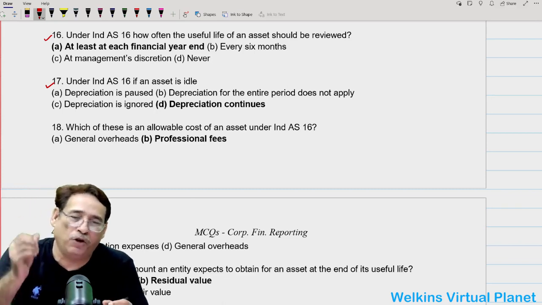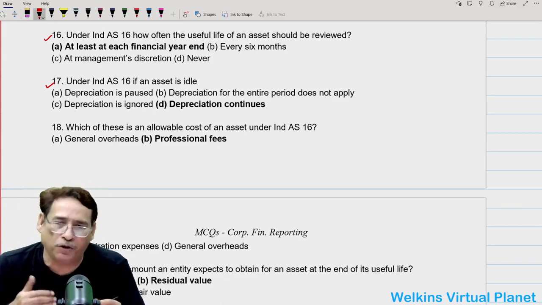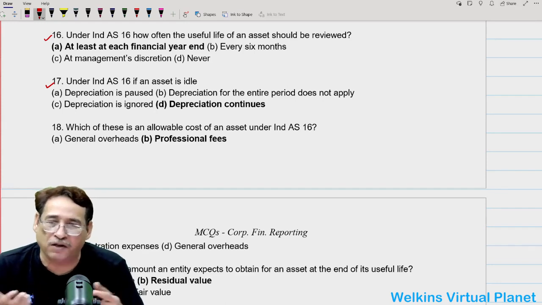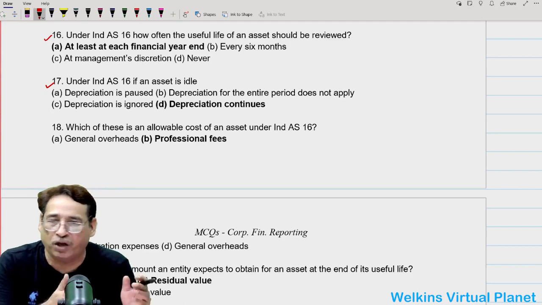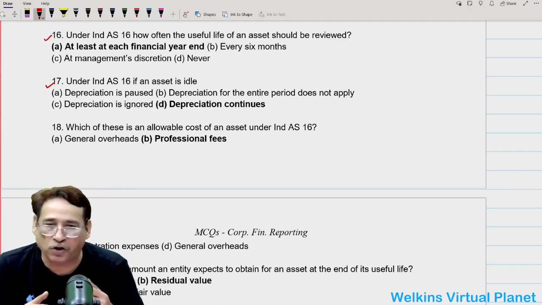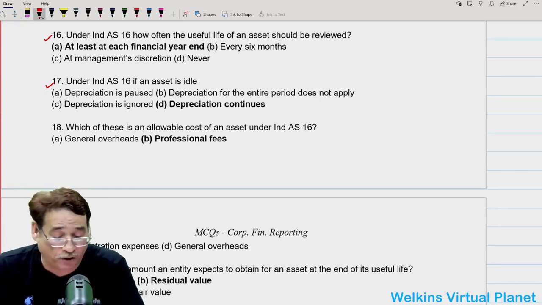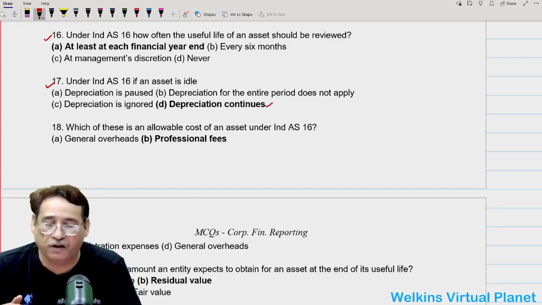Suppose today I purchase a car and I do not use it for the next 12 months. That doesn't mean the car hasn't depreciated. I cannot sell the car after 12 months at the same price at which I got it. So depreciation always takes place with the passage of time. So depreciation will continue. Your answer should be D. Is it clear to you?